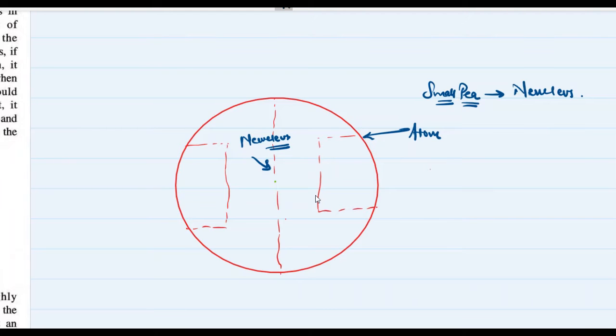So that's why most alpha particles pass through easily. Only a few alpha particles which come exactly near the nucleus get deflected through large angles. Otherwise they pass through very easily because the atom as a whole is relatively empty.